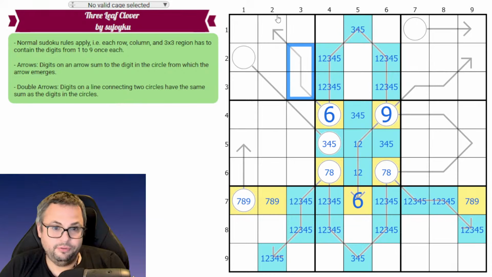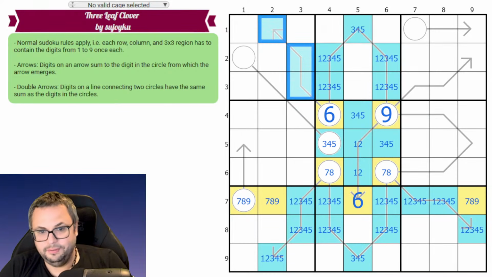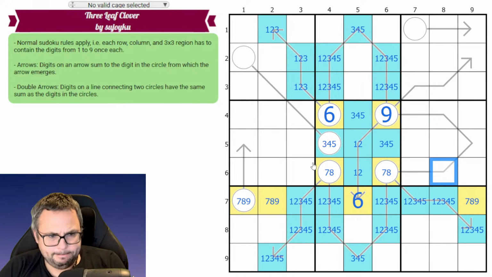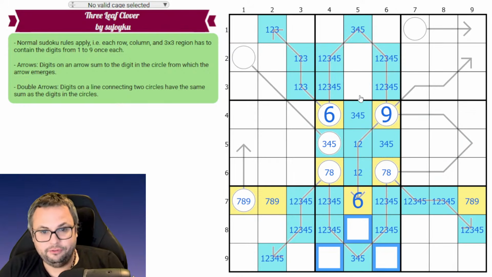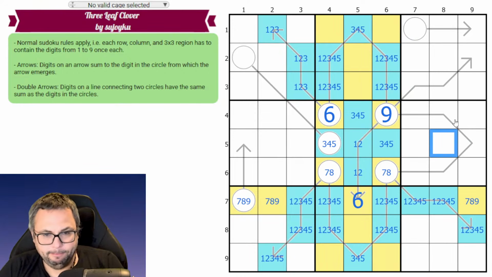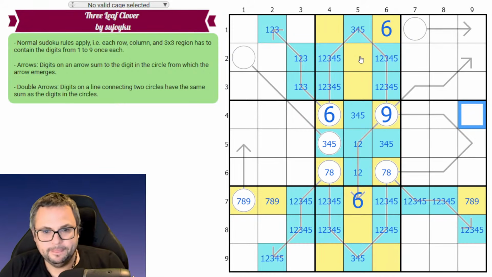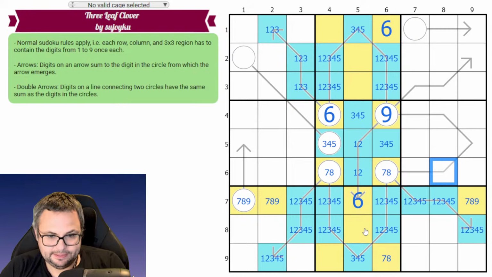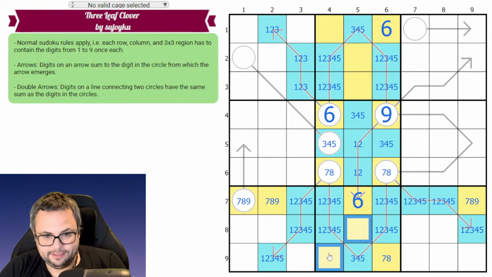Okay, this is a 1, 2, 3 because it's a 6 arrow. Let's see. Oh, box 8 and box 2 are entirely yellow for the rest of them. Very good point. And in fact, that digit's a 6 while we're at it. This is a 7, 8. These are 7, 8, 9.